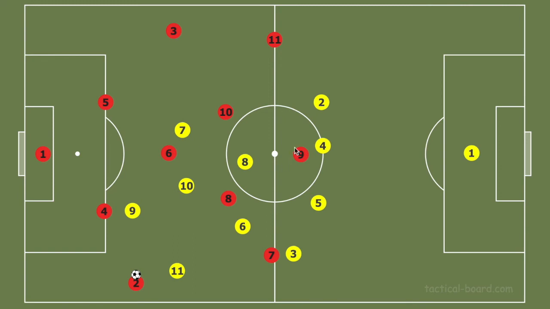So now we see that they have basically just shifted along each of their lines. The defense has just shifted along the defensive line, and the midfield has done the same, and the forward has just shifted across from center back to center back. So this is how a defense will react to horizontal passes.